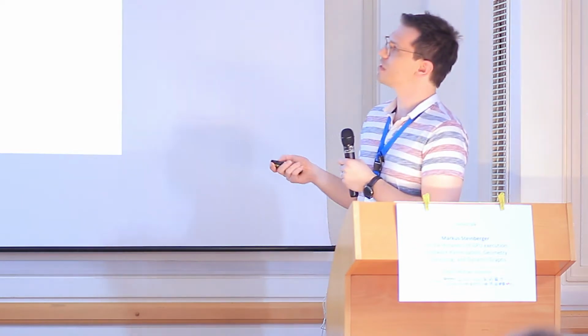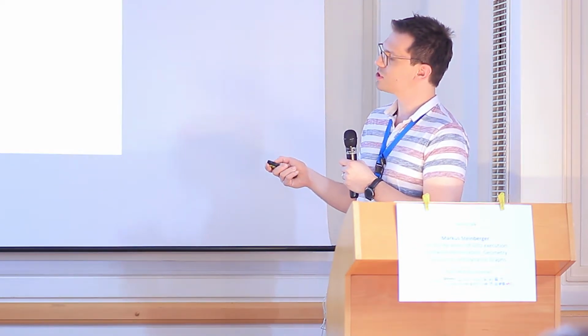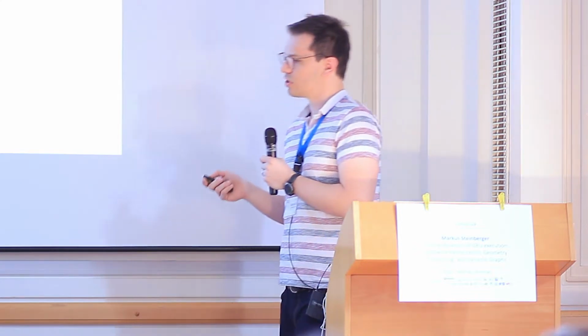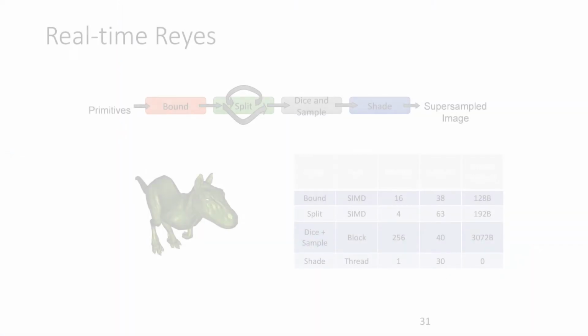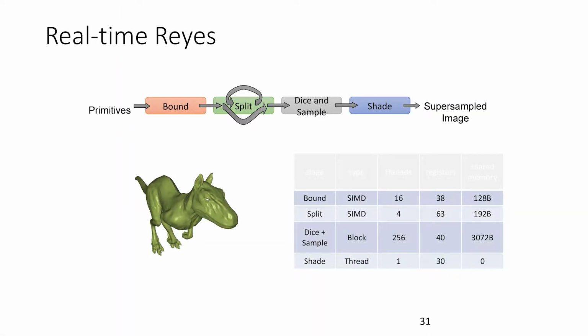And what we did is we figured out what are the best ways of parallelizing these individual stages in terms of how can we execute it most efficiently. So we have got, for example, this first stage would use 16 threads, the next stage 4 threads, then this stage 256, and the final shading stage only a single thread. So you can see different kinds of parallelism, also different requirements in terms of registers and shared memory.